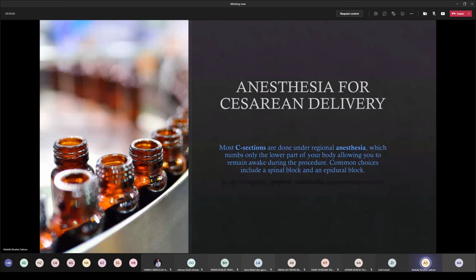Anesthesia for cesarean delivery. Most C-sections are done under regional anesthesia, which numbs only the lower part of your body, allowing you to remain awake during the procedure. Common choices include a spinal block and epidural block.